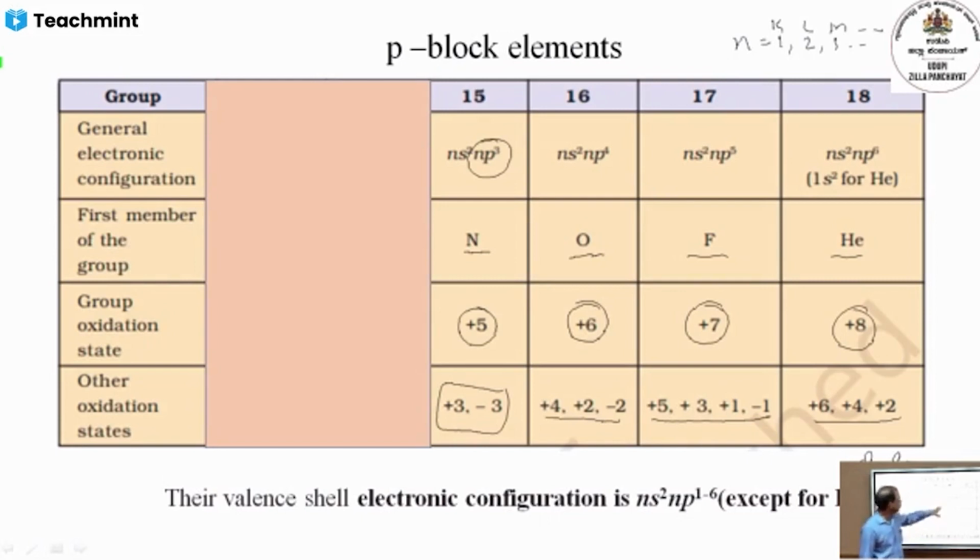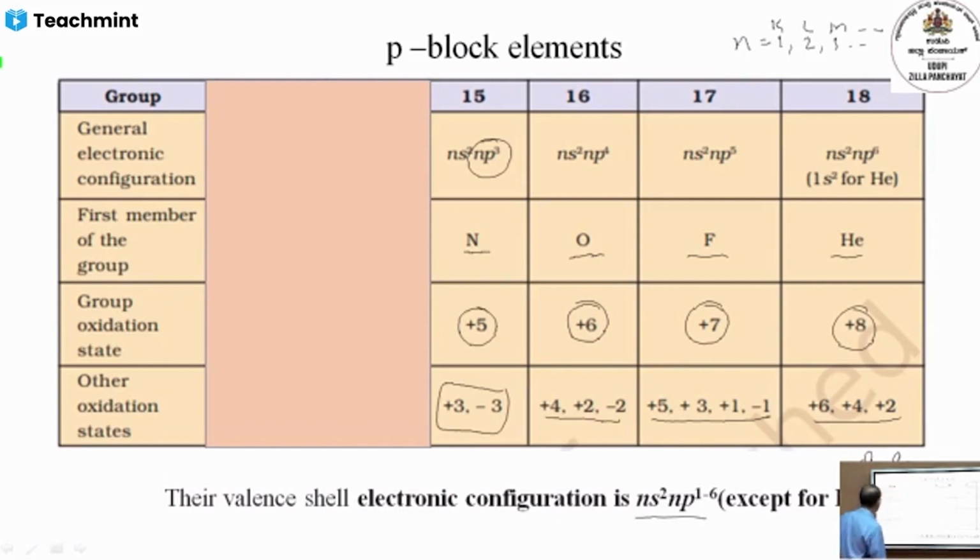The other reason for the anomalous behavior is the smaller size, higher electronegativity, etc. Here I have written, they have the general electron configuration ns2 np1 to 6. Before going into the question, if I look at some of the general properties, the first one is regarding the 15th group element, the nitrogen family.